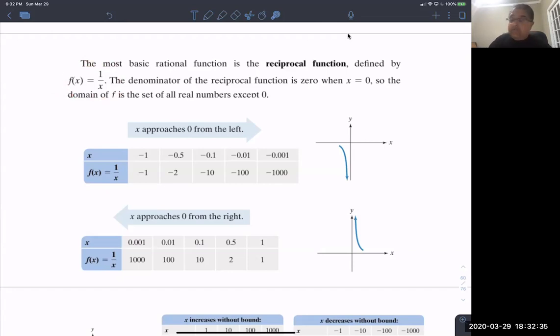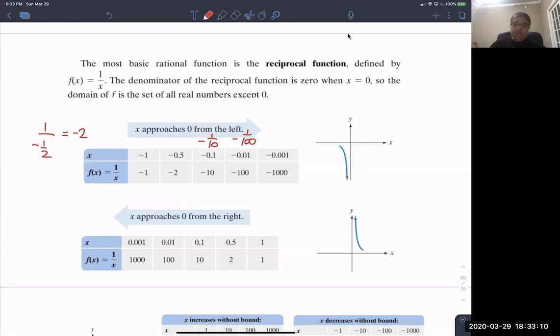Now, if I plug in -1 for x, f of x becomes 1 over -1, which is -1. If I plug in -1/2 for x, that means we'll get 1 over -1/2, which becomes -2. And if I plug in -1/10, which is -0.1, I get -10. If I plug in -1/100th, which is -0.01, I get -100.